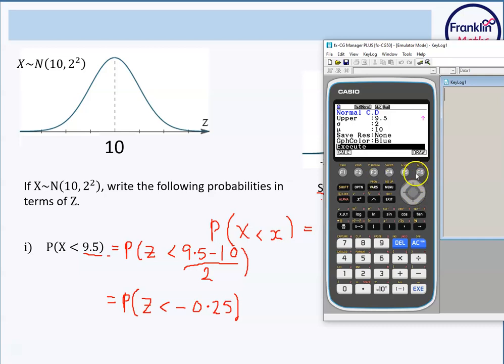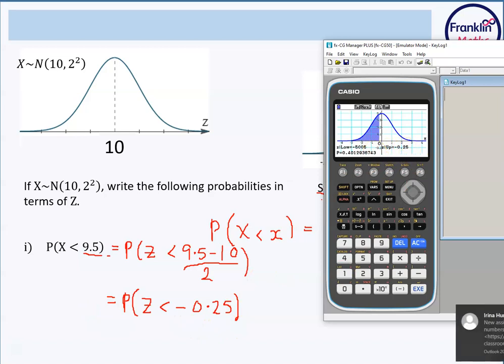Check everything else is right. So if I press draw there, you can see the Z value for my upper is minus 0.25, which is what we expected from doing the math. So use your calculator as much as possible.